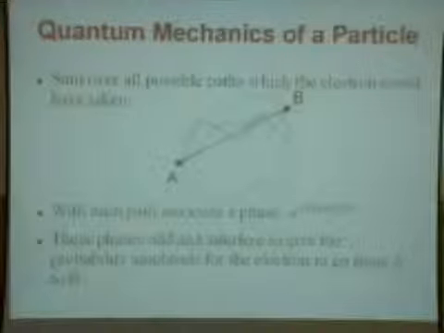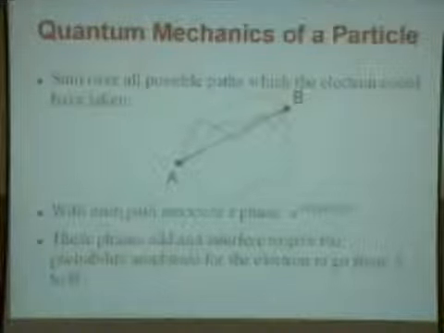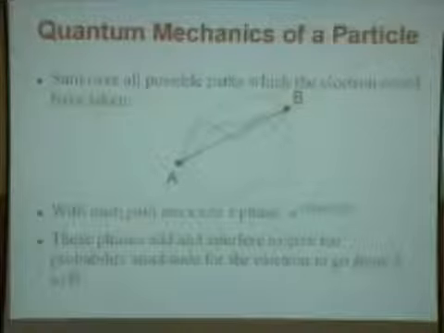So what we do is sum over all possible paths which the electron could have taken. With each path, we associate a phase. The phase happens to be e^{iS[x(t)]}. S is the classical action, for those of you who know classical mechanics. And these phases add and interfere to give the probability amplitude for the electron to go from A to B. So that's path integrals, Feynman path integrals.